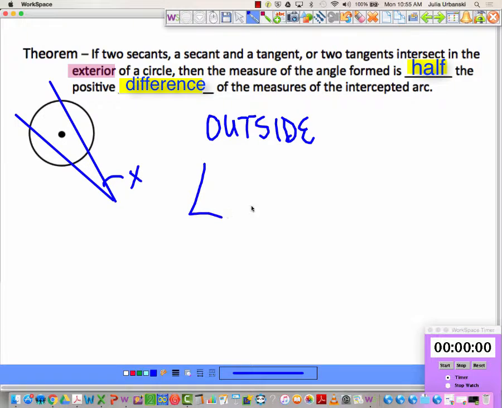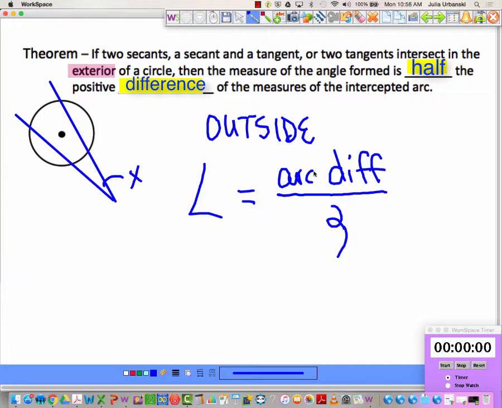So the angle equals the arc difference divided by 2. Now there are fancy formulas with a sub 1 and b sub 1 and all that kind of stuff, but this is the rule. If it's on the outside, you subtract the 2 arcs and divide by 2. If it's on the inside, you add the 2 arcs and divide by 2. You have to make sure that it is the 2 arcs that are inside the angle, this arc and this arc. And you have to take the biggest arc minus the smallest one, because you can't have a negative angle.